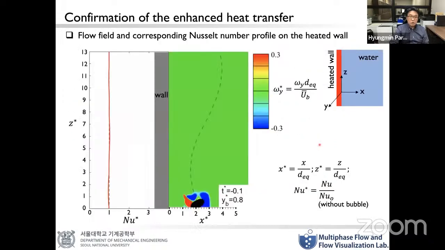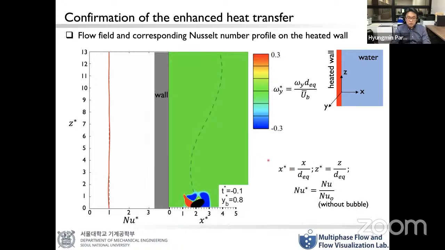So these are the representative results to confirm how much heat transfer enhancement can be obtained with a single bubble. This movie shows the vortex structure of the rising bubble on the right, and on the left we are looking at the Nusselt number variation along the vertical direction of the wall. Here the Nusselt number was normalized by the Nusselt number of the case without the bubble.